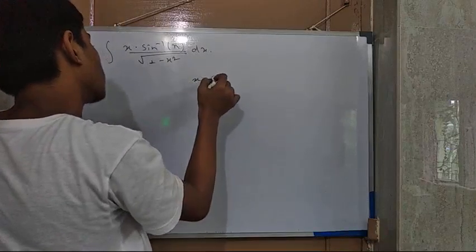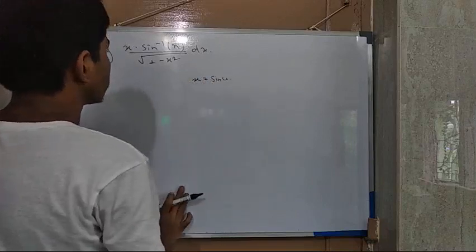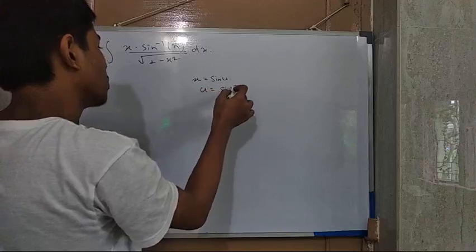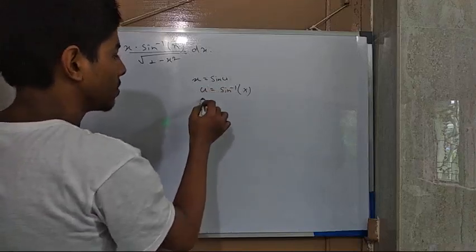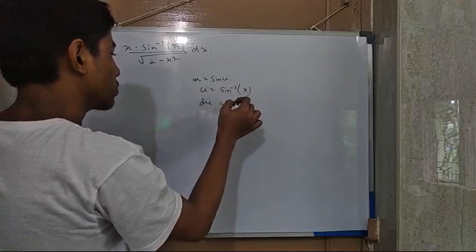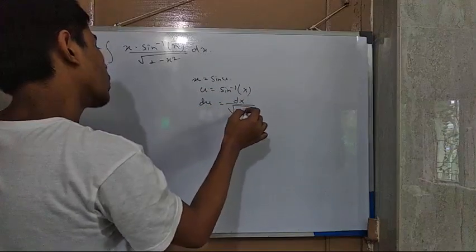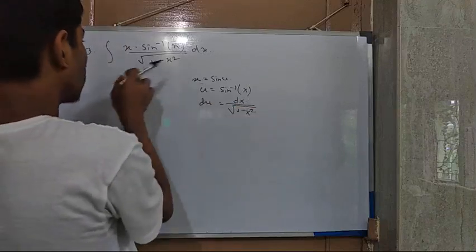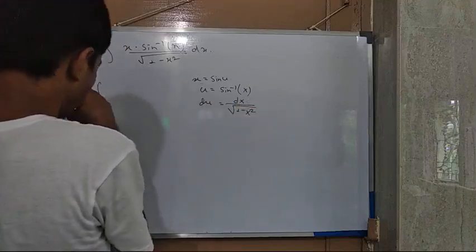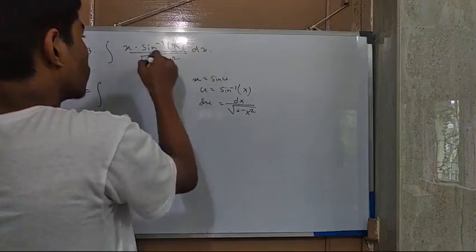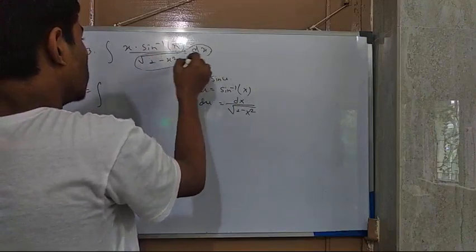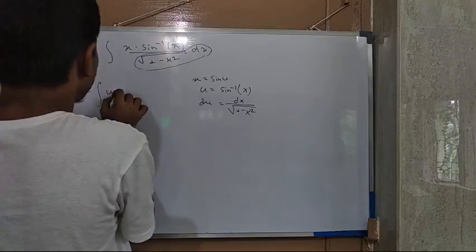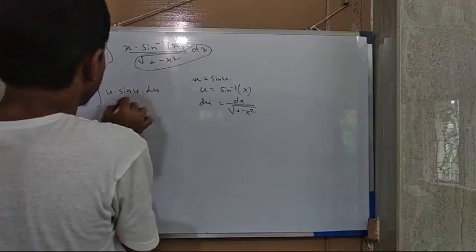Let's substitute x equals sin u. That means u equals sin inverse x, so du will be equal to dx by root under 1 minus x squared. Now put it here, which gives this portion becomes du. This is actually u and this is sin u, so this is u times sin u times du.